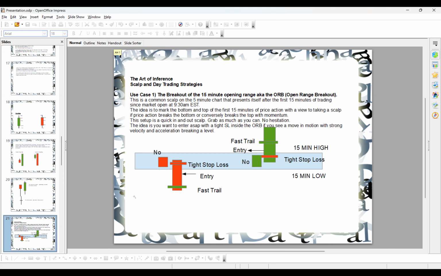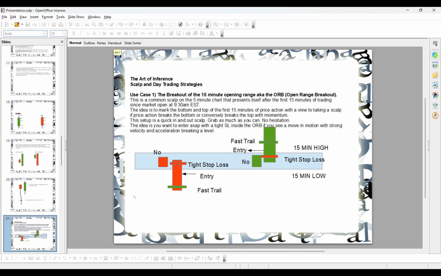Okay, so let's talk about scalping strategies, how we can scalp. The art of inference. I like to call this the inference part because we've set up our structure, we have a context, and now what we're trying to do is infer what we believe could happen. There's no guarantee that it will happen, but this is the art of inference.